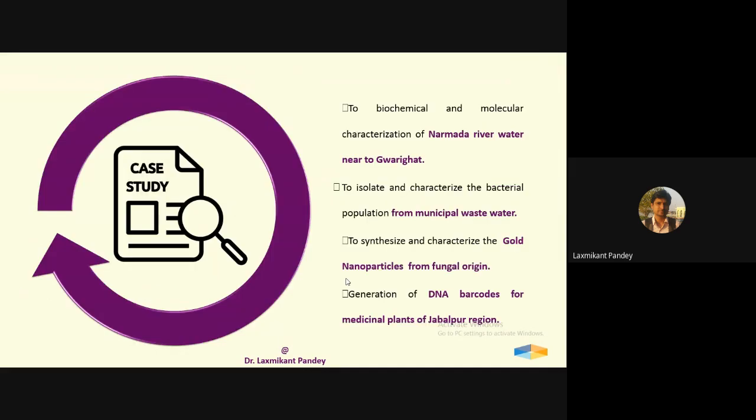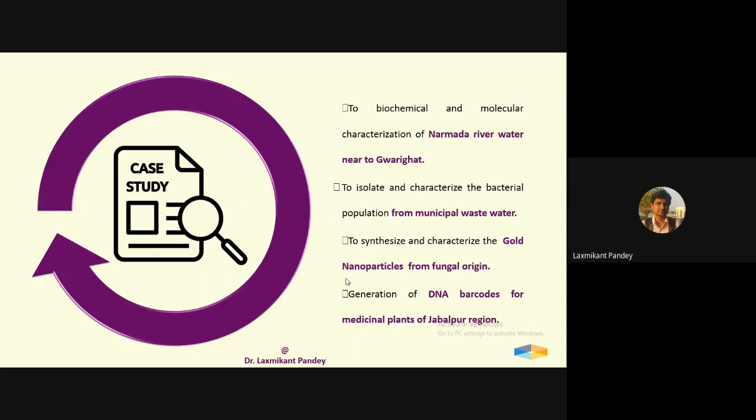Okay. Because I teach biotechnology students, I'm giving a few examples of projects. One project is the biochemical and molecular characterization of Narmada River water near Gauri Ghat. This is one of the problems. What can students understand from it? If you give this problem to the students, they will go to that particular place, called Gauri Ghat, a place near Jabalpur. They will talk to the people residing there and have an interaction.